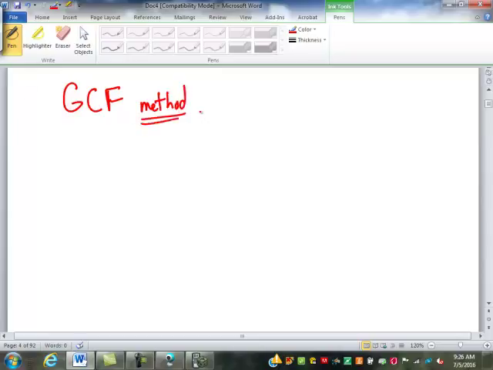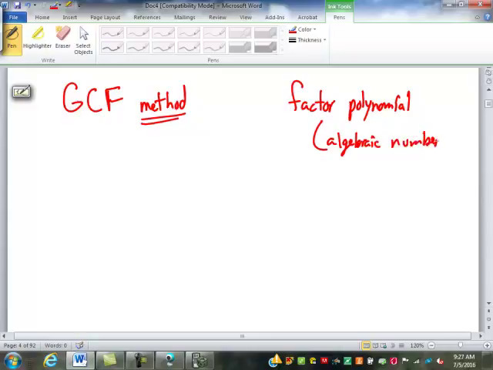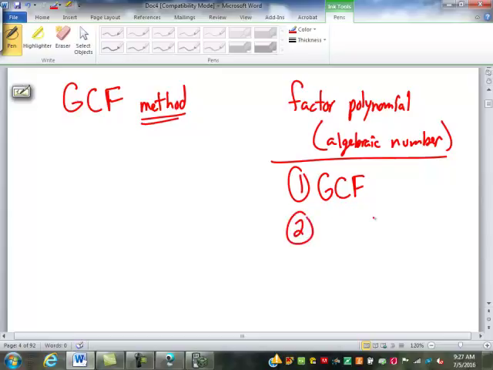And if you're going to factor a polynomial, or factor an algebraic number, that is always the first step. Step number 1 is to look for a GCF, greatest common factor. If there is not a greatest common factor, or after you have taken out a greatest common factor, the second step depends on how many digits or terms are in that algebraic number.